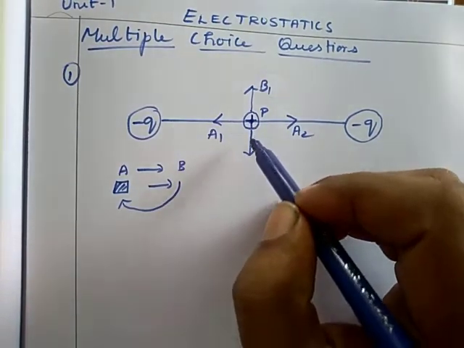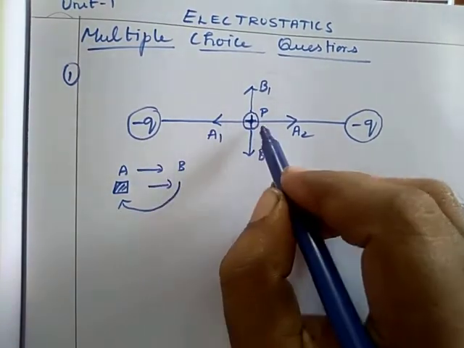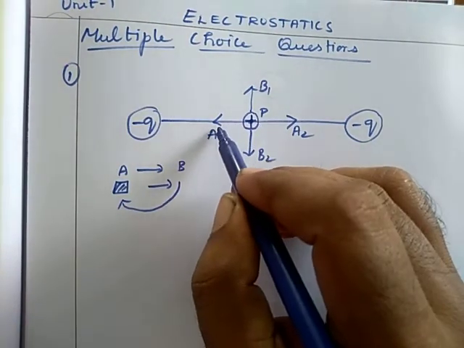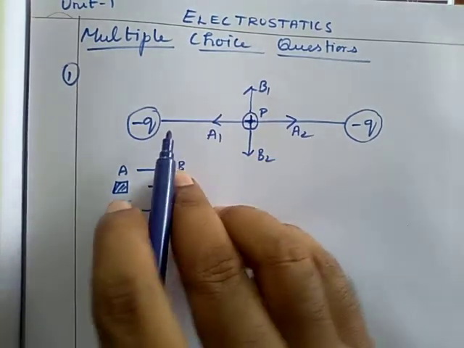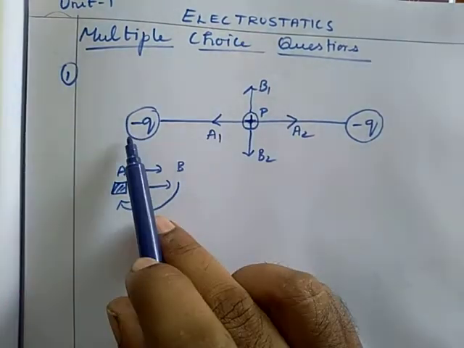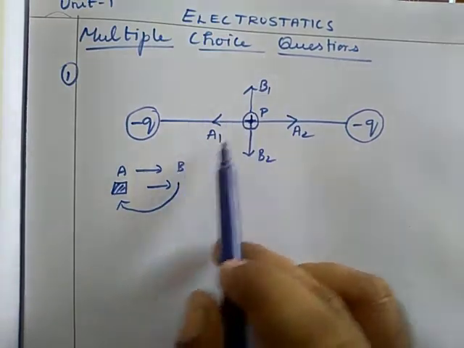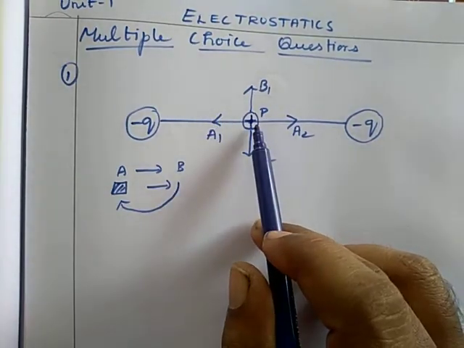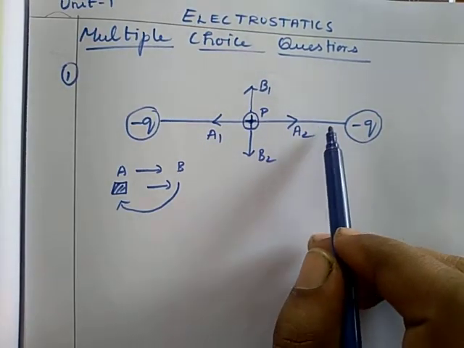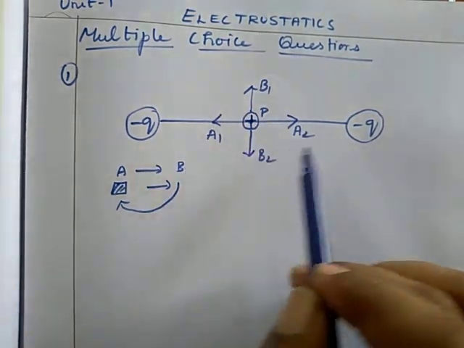Okay, so if I move the charge plus q towards this minus q in the direction A1, then if I put the charge at the point A1, this distance will be more, this distance will be less, so it will be attracted towards this minus q. It never comes back to the point P. So it is not a stable position. Then if I move towards the direction A2, for that case also it will move towards minus q. It is also not a stable one.